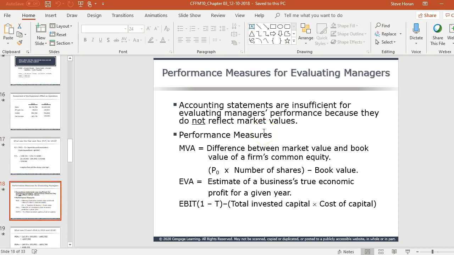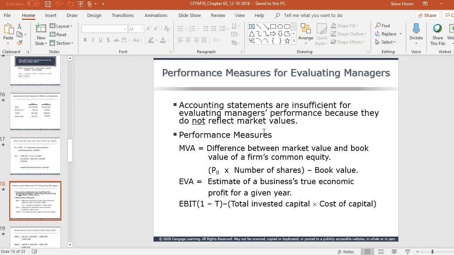Okay, so next is performance measures for evaluating managers, and what they call MVA and EVA, and the chapter gives you very good examples and full explanations of both. And it says here that financial statements themselves are not enough to evaluate the performance of a manager. That's very true because financial statements are based on GAAP, generally accepted accounting principles. And the purpose of GAAP is to really meet the needs of investors and creditors, and not necessarily meet the needs of internal ownership, internal managers, and performance evaluations. So other methods should be used.